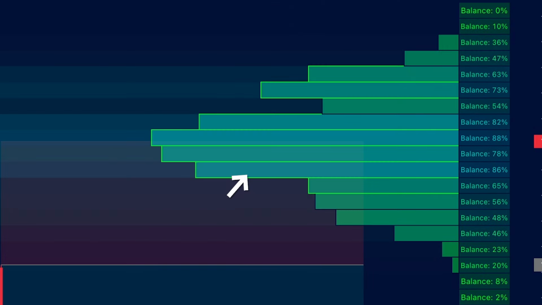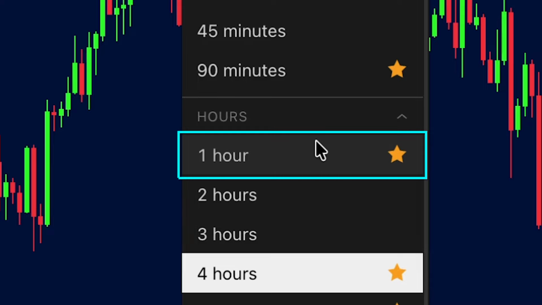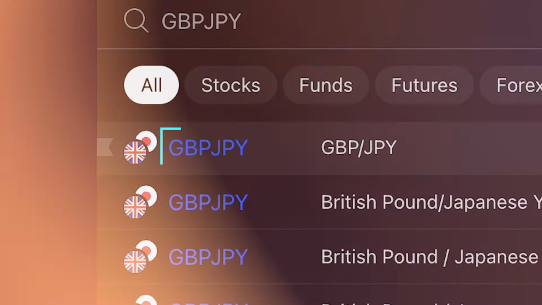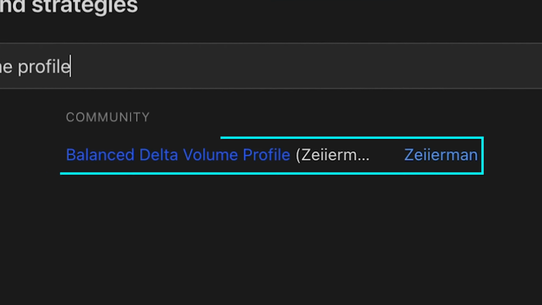To add this indicator to your chart, head over to TradingView and pull up any market you want. I'm using the 1 hour time frame on GBPJPY, but this works on any market, any time frame. Click on Indicators and search for Balanced Delta Volume Profile. Make sure you select the one by Zierman.